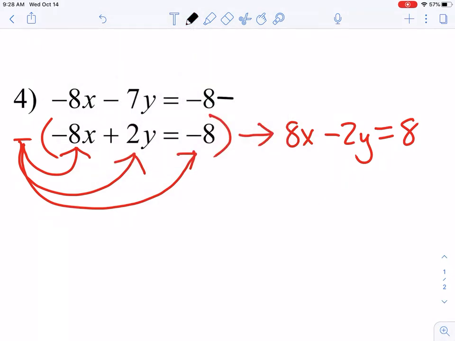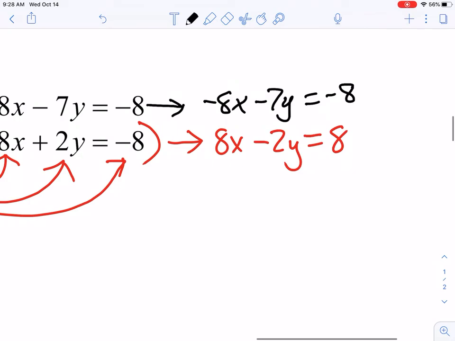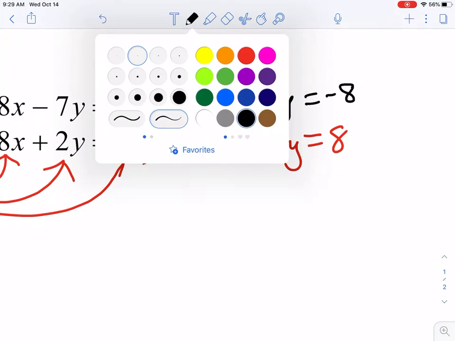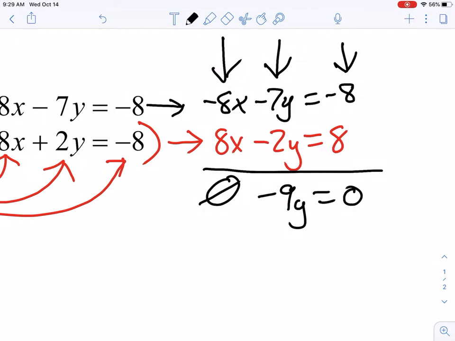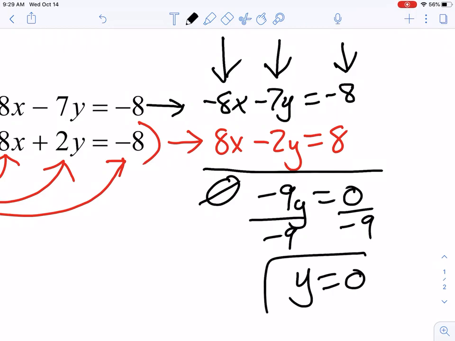My top equation, I just rewrite how it was. So I have negative 8x minus 7y equals negative 8. I've created opposites that will eliminate. And now I'm just going to solve this. I'm going to combine these vertically. So negative 8x and positive 8x cancel out. Negative 7y and negative 2y make negative 9y. And negative 8 and positive 8 make 0. Now I can solve for y by dividing negative 9 to both sides, and y equals 0.